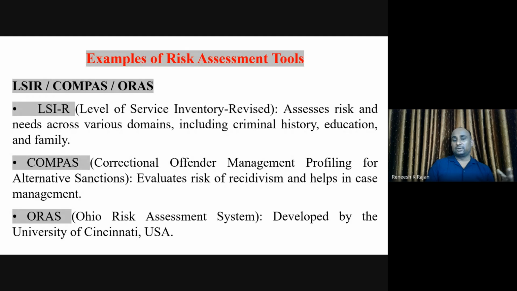So if any of you are interested in conducting research, there are some tools that are free. Of course, you can access them. You can contact them, and maybe you have to have an MOU with that particular university. Then you'll be able to use that tool for your studies. As of now, we do not have any risk assessment tools in India.